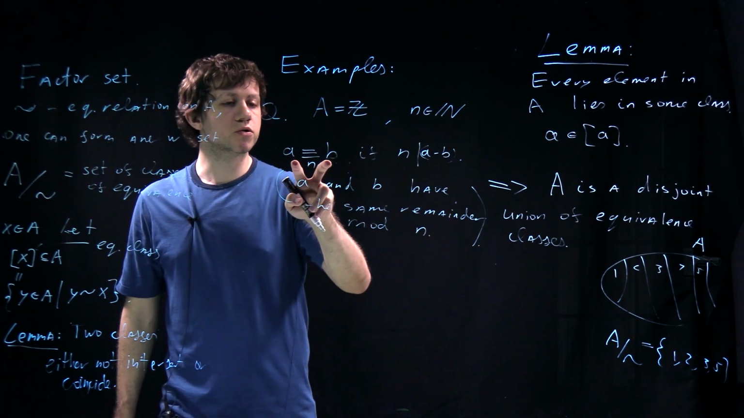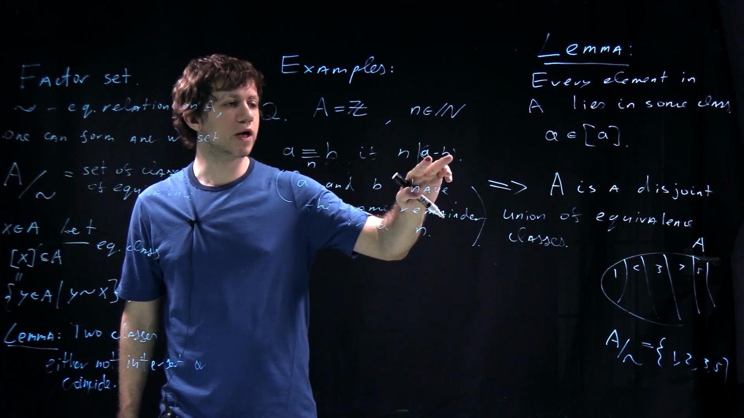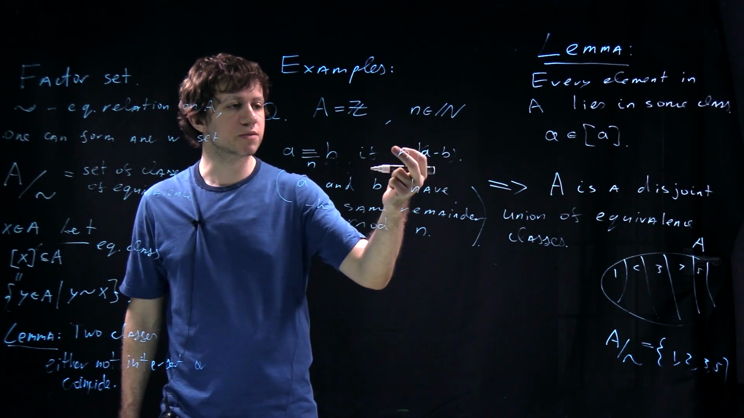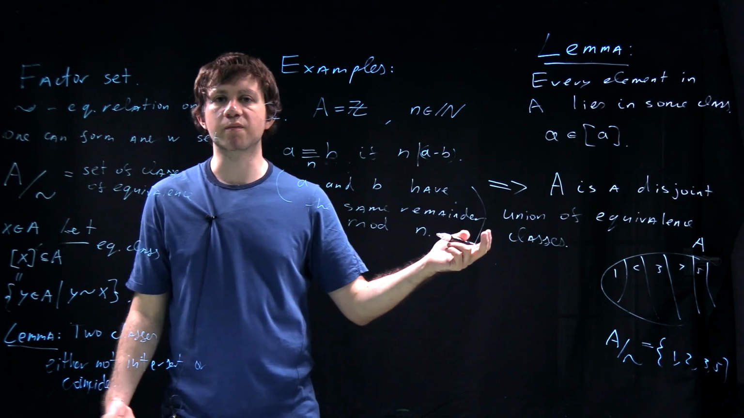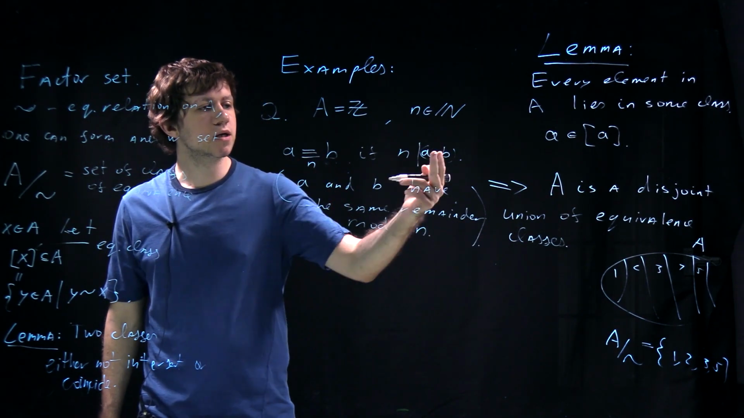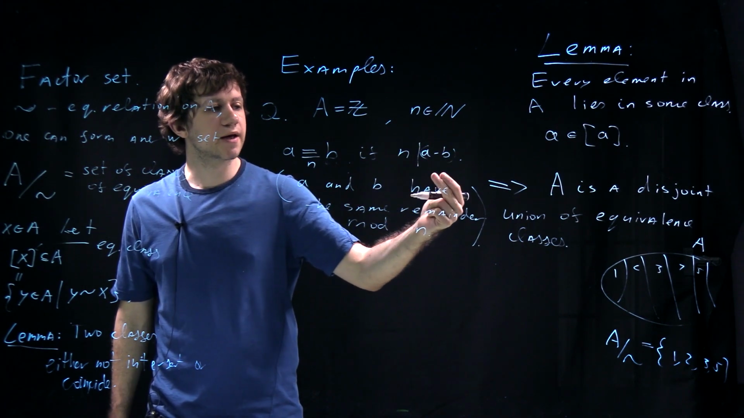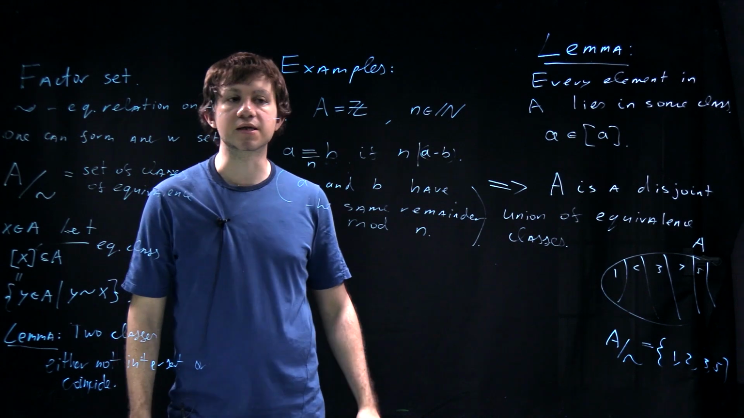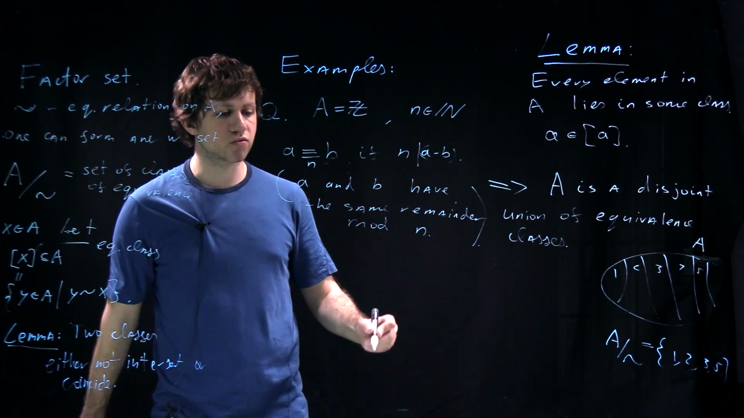If a is congruent to b, then b is congruent to a because you can just multiply by -1: if a minus b was something times n, b minus a will be minus something times n. Finally, if a is congruent to b and b is congruent to c, you know a minus b is divisible by n, b minus c is divisible by n, you add them up, you get that a minus c is divisible by n. So it's an equivalence relation.